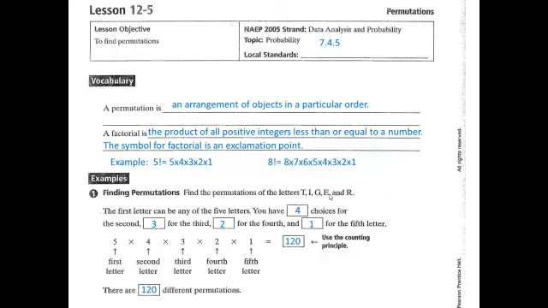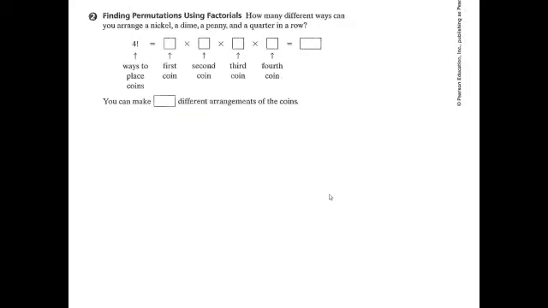Pause the video at this time if you're not finished with this part of the lesson. Now we're going to find permutations using factorials. How many different ways can you arrange a nickel, a dime, a penny, and a quarter in a row? We have 4 ways to place the coin, so we do 4 factorial. So that would be 4 times 3 times 2 times 1, which gives us a total of 24. You can make 24 different arrangements of the coins.